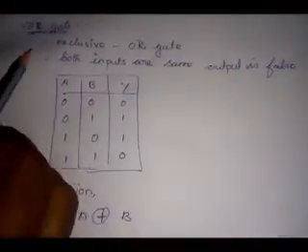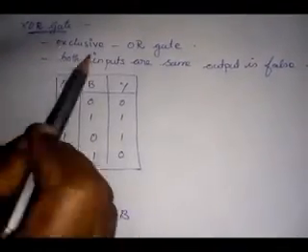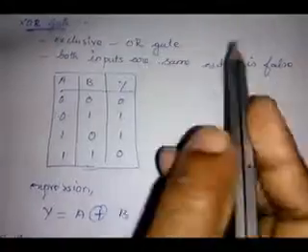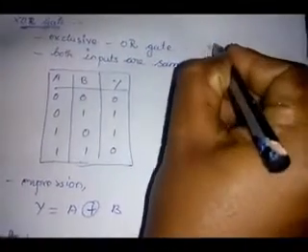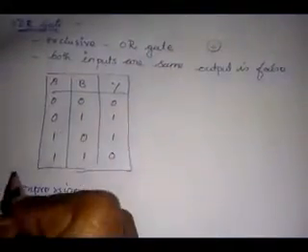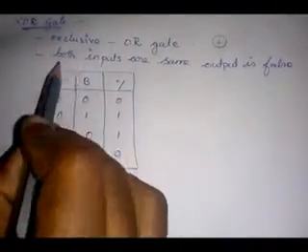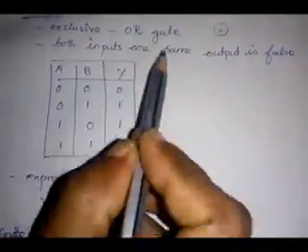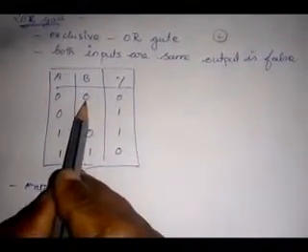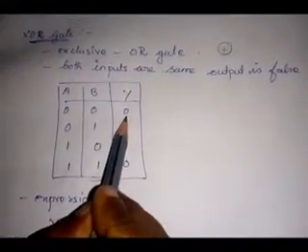Next gate is the XOR gate. This is known as the exclusive OR gate. It uses the encircled plus symbol. Here it works on the condition that when both inputs are the same, the output is false.